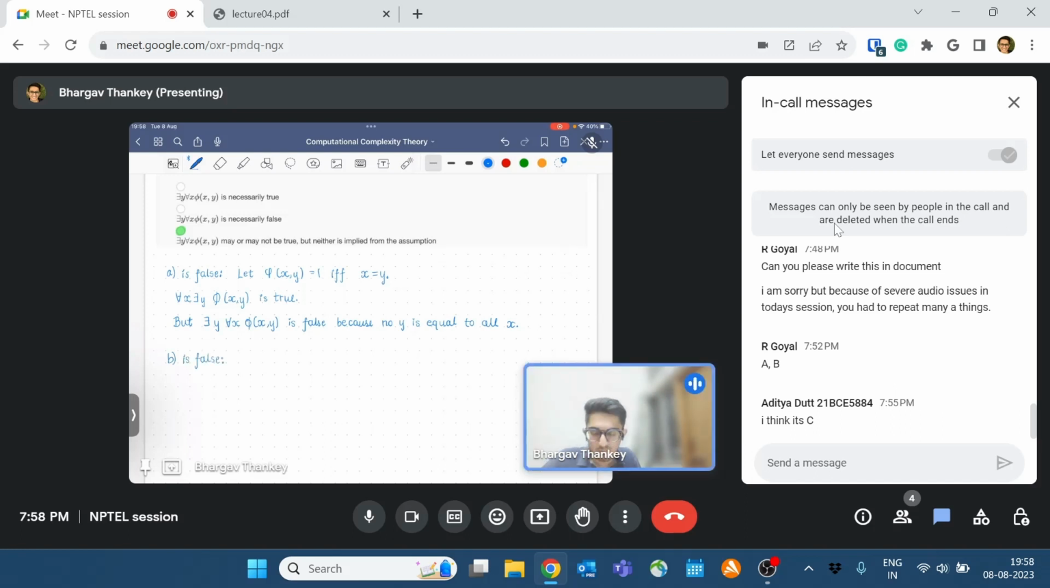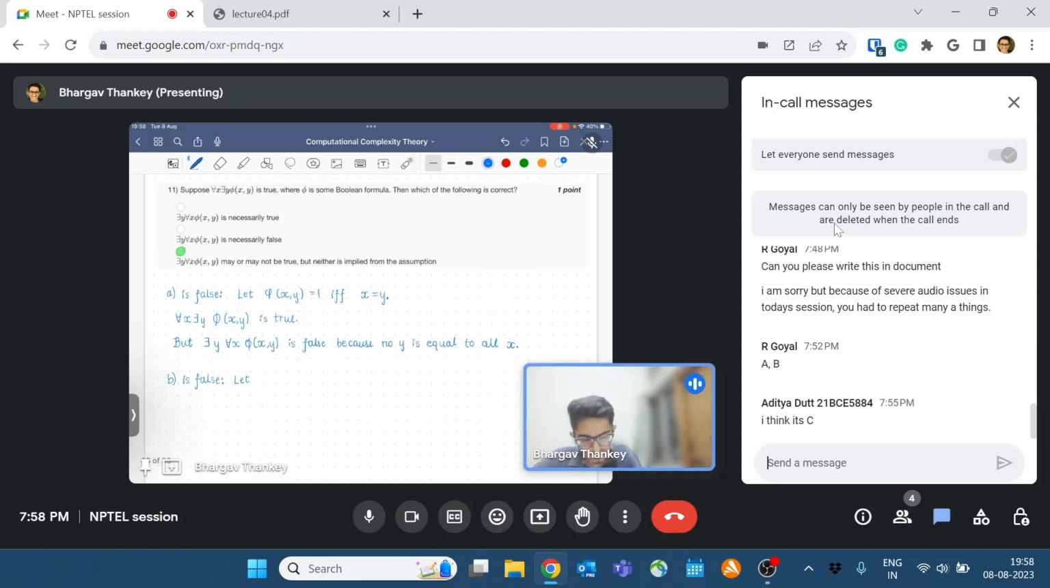Okay, now can you give me an example of a phi for which B is false? This is very simple. It's the same y for which all x becomes true. Can you repeat that? For all x, there exists a specific y which makes the thing true.